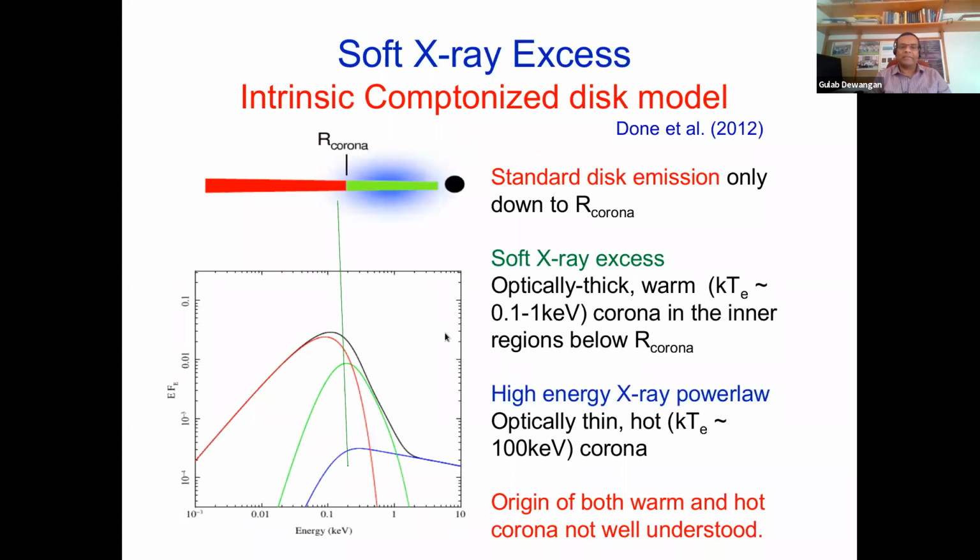So this is the model for the soft X-ray excess, where the accretion disk behaves like a standard Shakura-Sunyaev disk down to a radius of R corona. But below this radius, the disk is warmer compared to a Shakura-Sunyaev disk, but it's still optically thick. So this warm disk in the inner regions will comptonize the emission from either the midplane or from the disk below away from this R corona, and give rise to this kind of soft excess emission, which may be the source of soft X-ray emission in some of the AGN. This is called the intrinsic comptonized disk model or warm comptonization model.